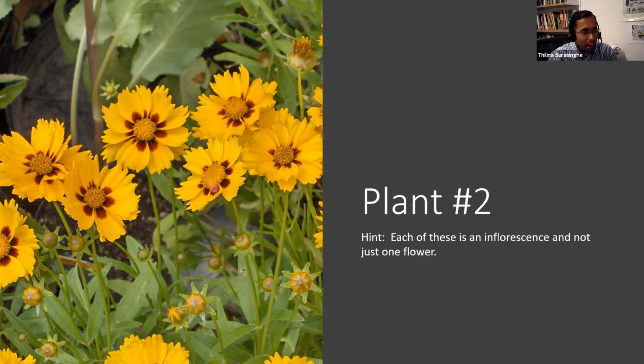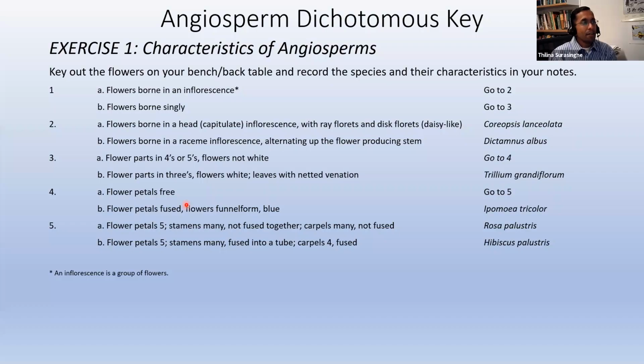In that case, can you see these tiny things over here? Those are the actual individual flowers. This particular structure is the inflorescence. Okay. Number 1, A or B? A, correct. It's an inflorescence. Go to 2. A, flowers borne in a head inflorescence with ray florets and disc florets. B, flowers borne in a raceme inflorescence, alternating up the flower-producing stems.